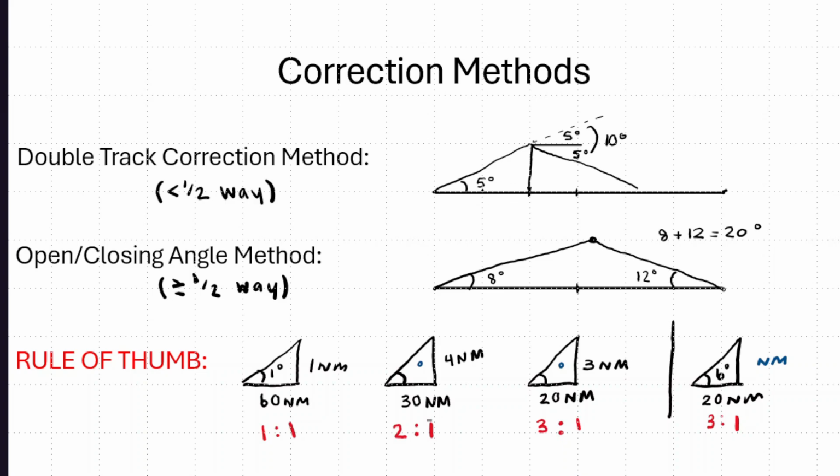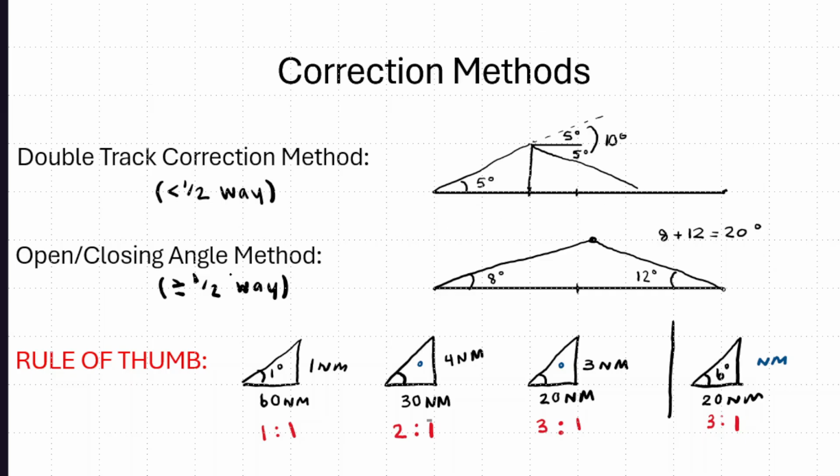And how we would use this is if we know we've drifted 5 degrees, we would double that, and now that we know we've drifted 5 degrees, we would actually turn 10 degrees in order to regain our track. And as you can see here, if we only corrected for 5 degrees, we would be flying parallel to the track, which is why we need to double it so that we can get back onto our track.